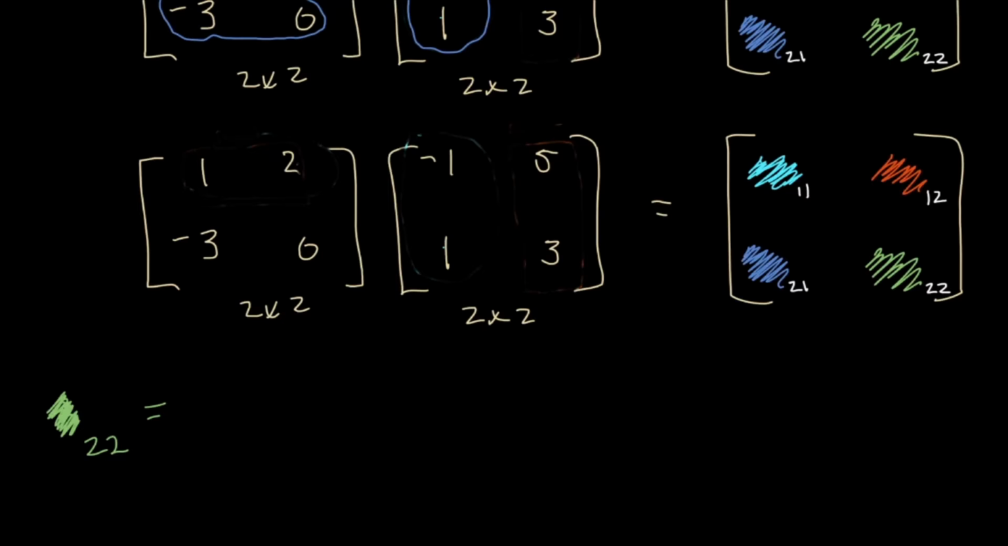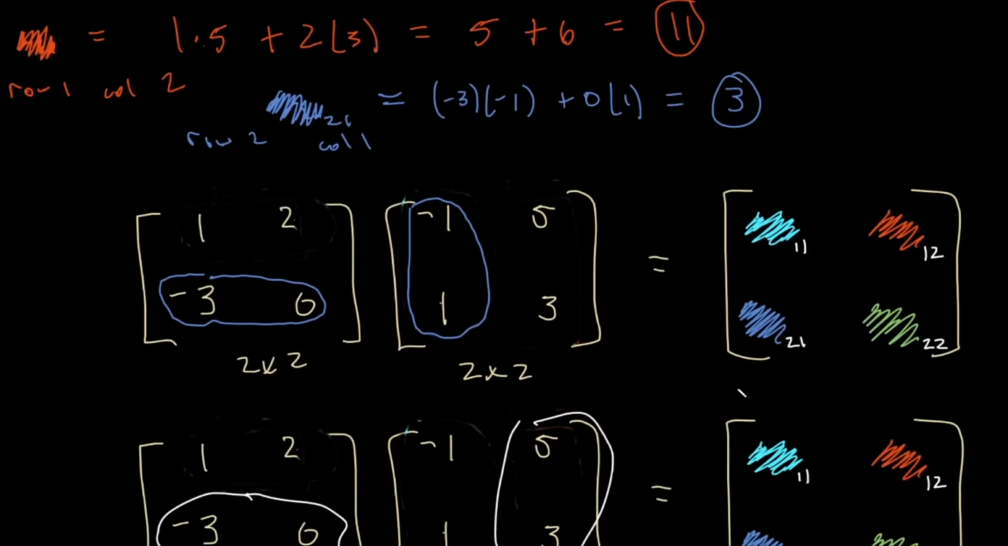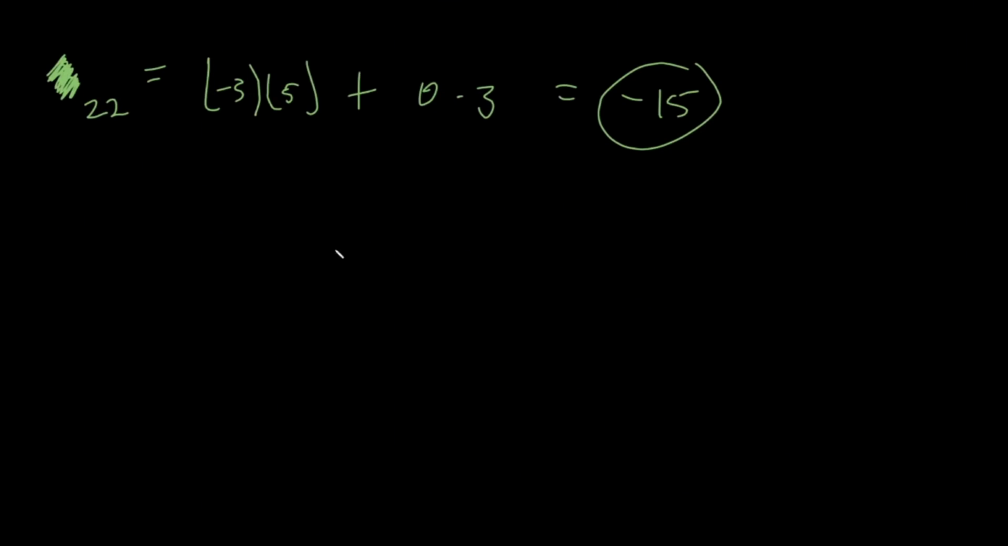Evan finished. Alright, let's go over this. We want row 2, column 2. Whoops, I circled it in white, but that's fine. Row 2, column 2. So I'd get negative 3 times 5 plus 0 times 3. So that will be negative 15. Well, we have all 4 of our numbers now. So it's 1, 11, 3, negative 15. That's our answer.